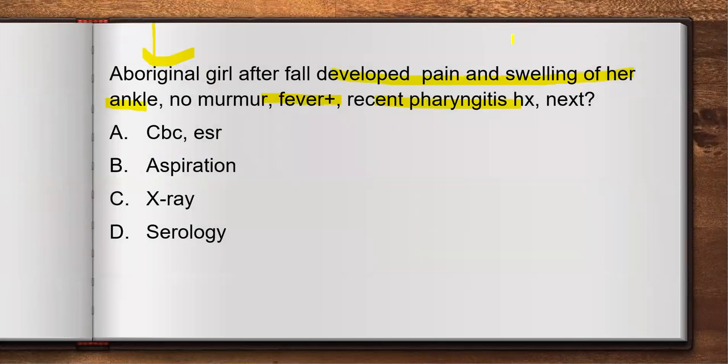So in our patient, you have got pain and swelling of the ankle. You have got fever. So most likely you have got one arthritis or arthralgia, which is one major criteria. You have got fever, which is one minor criteria. You need another minor criteria to diagnose it. So if you get ESR elevated or CBC shows leukocytosis, then it becomes two minor criteria, one major criteria, and you got a recent pharyngitis history.